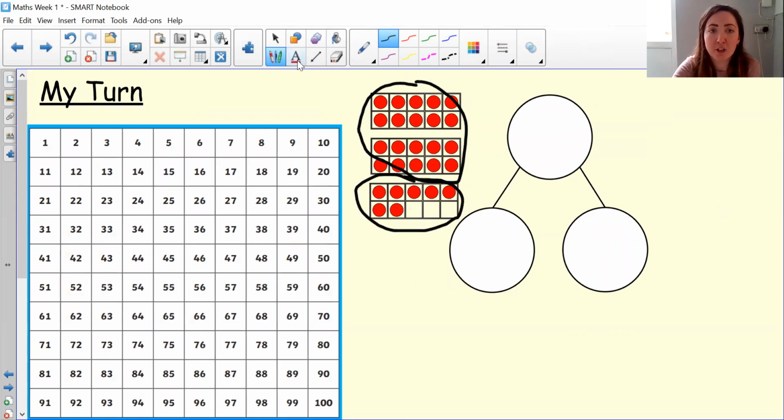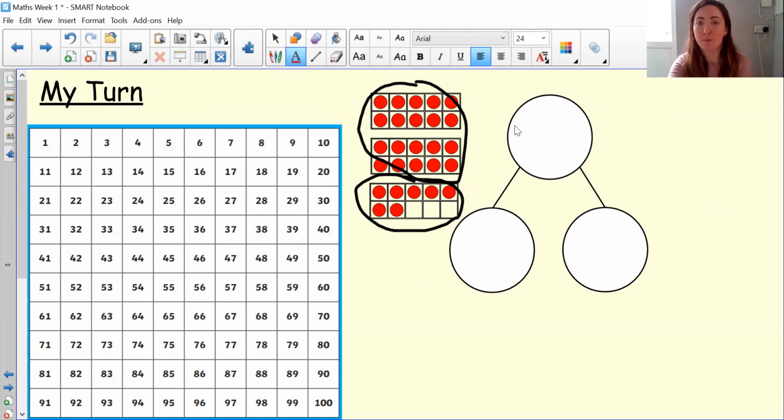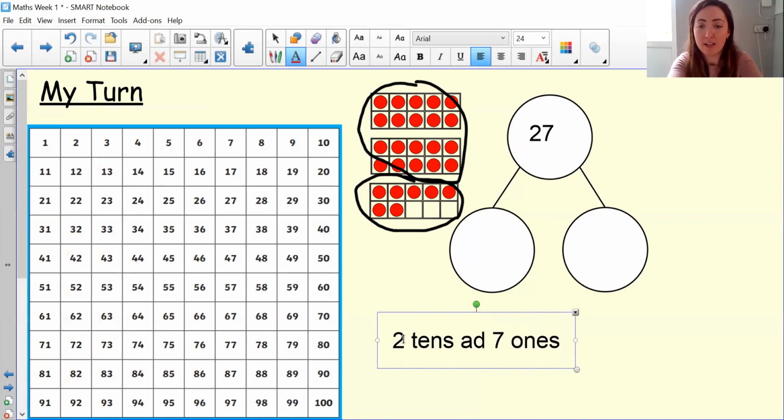Now I know when I'm writing a 2-digit number that the first digit is the number of 10s and the second digit is the number of 1s. So my number must be 27 because there are 2 10s and 7 1s. When I've worked that out, I've also partitioned it into its 2 parts. The first part is the 2 10s. So I'm just going to write down here first 2 10s and 7 1s equals 27.